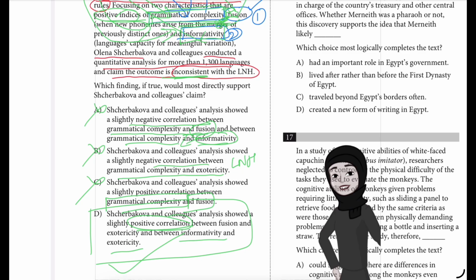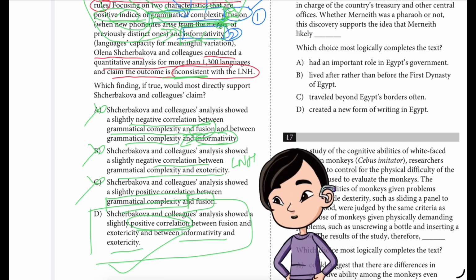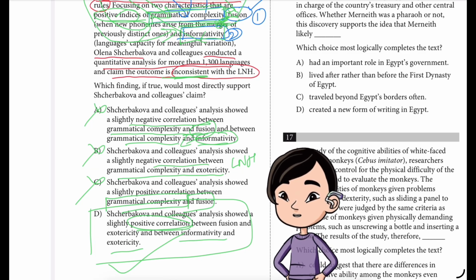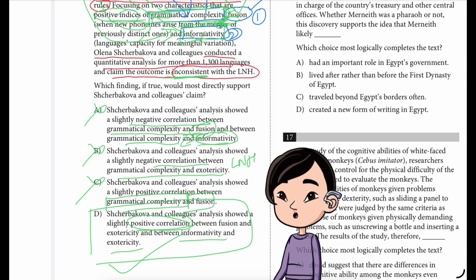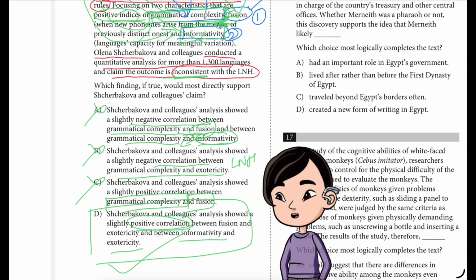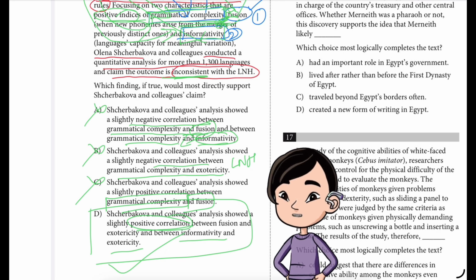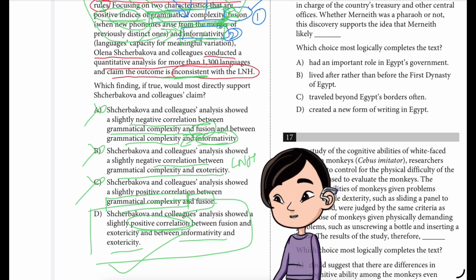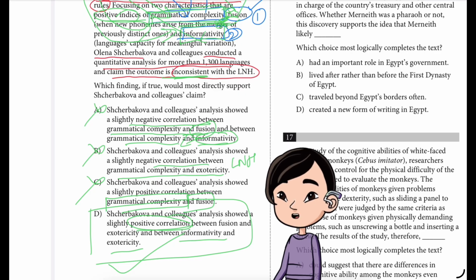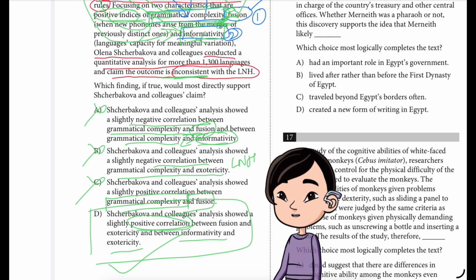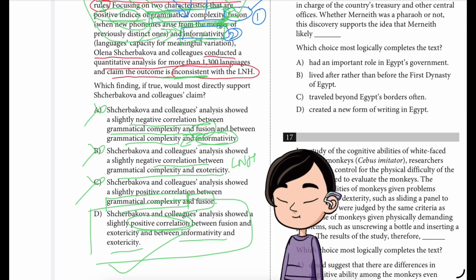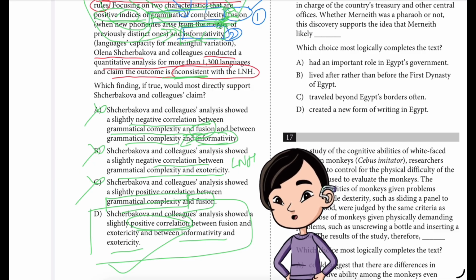Choice A is incorrect because it wouldn't be possible to say that a finding of a slightly negative correlation between grammatical complexity and both fusion and informativity is inconsistent or consistent with the LNH, since the finding would address only grammatical complexity, given that fusion and informativity are aspects of grammatical complexity, and wouldn't move beyond that factor to address its relationship to the prevalence of non-native speakers of a language, exotericity, which is the relationship the LNH focuses on.